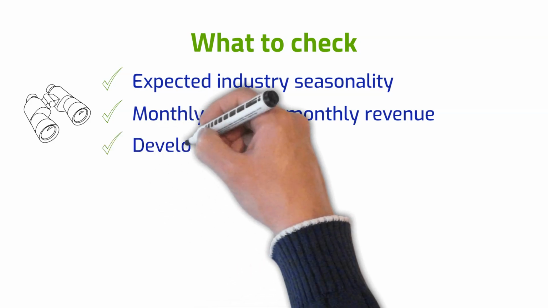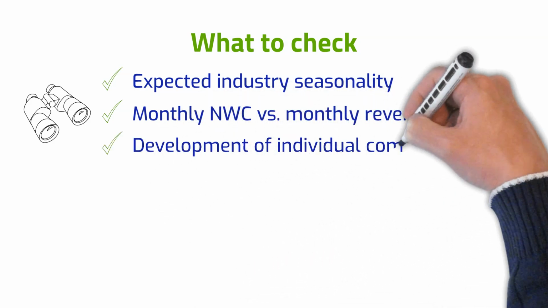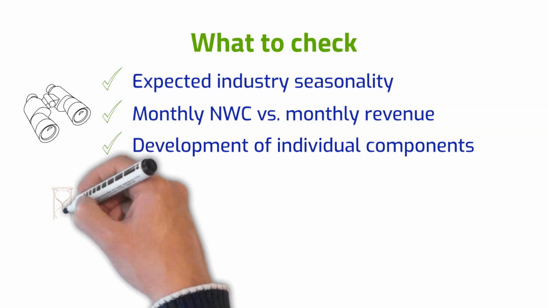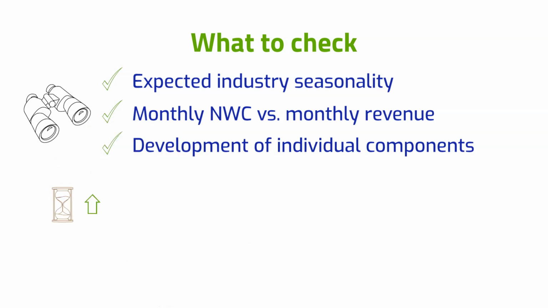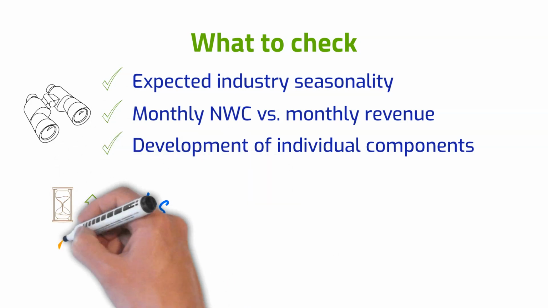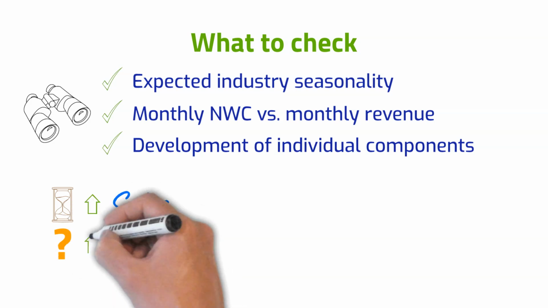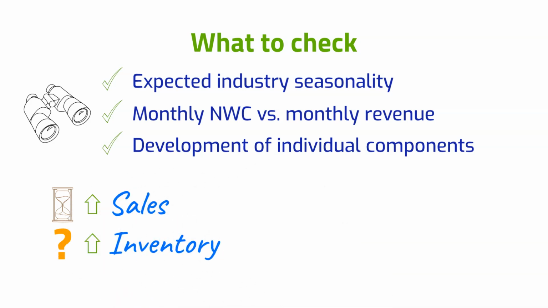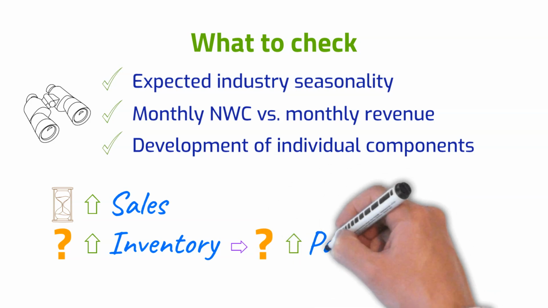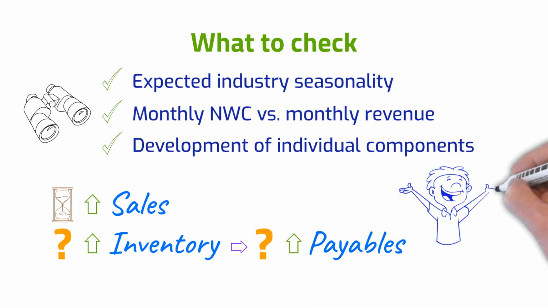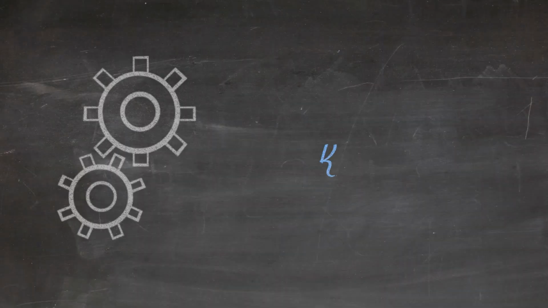Third, check how different components of net working capital move. For example, before the spikes in sales, often comes an increase in inventory to secure future sales. Increase in inventory may result in the increase in payables. You may need to wait until you sell your goods and get money from your customers before you can pay your suppliers.